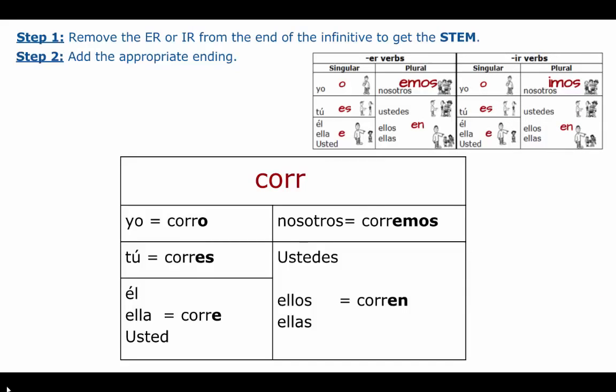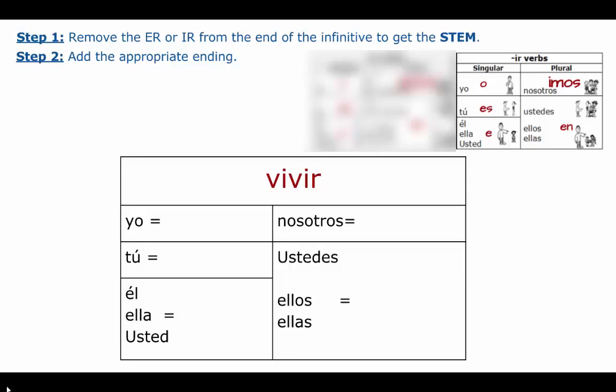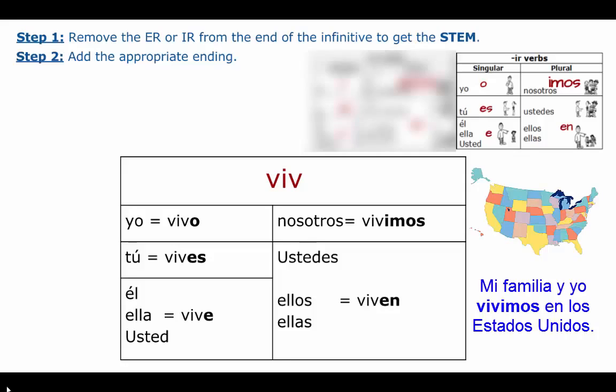Now let's take a look at an IR verb. The verb vivir, which means to live. Since vivir ends in IR, we're going to use our IR verb endings. And the first step is to chop off that IR to get our stem, viv. Now we need to add on our IR verb endings, o, es, e, imos, en. Remembering that the nosotros is the different form, where we take imos instead of emos. So when we conjugate the verb vivir, we get vivo, vives, vive, vivimos, and viven. So for example, mi familia y yo vivimos en los Estados Unidos. My family and I live in the United States.